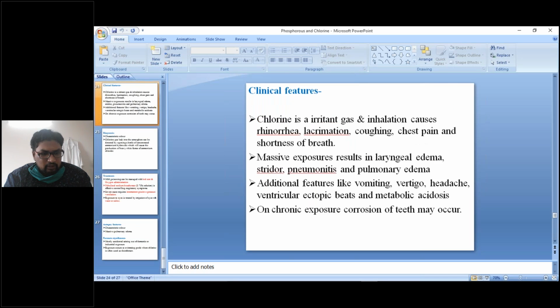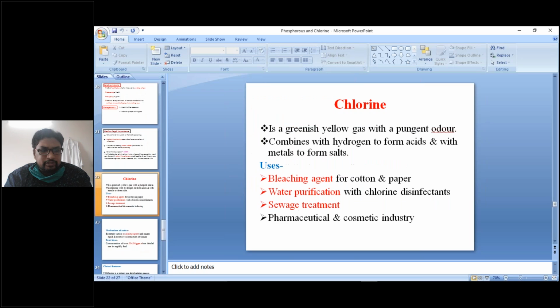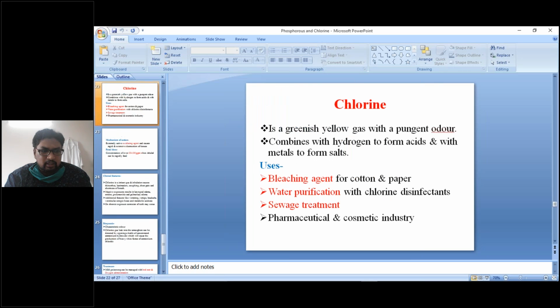So we have a little bit of chlorine poisoning also. We will finish these 3 or 4 slides and we will close. So, chlorine poisoning. Chlorine is a greenish-yellow gas with a pungent odor. It combines with hydrogen to form acids and with metals to form salts. So what are the uses of chlorine?